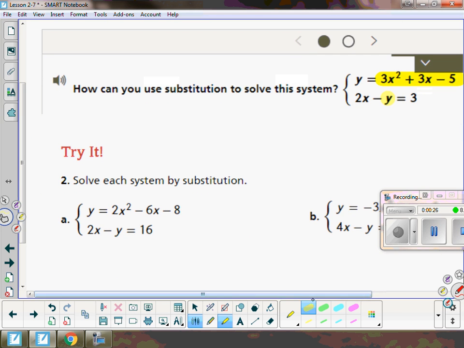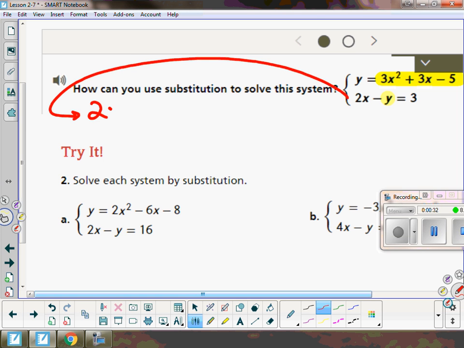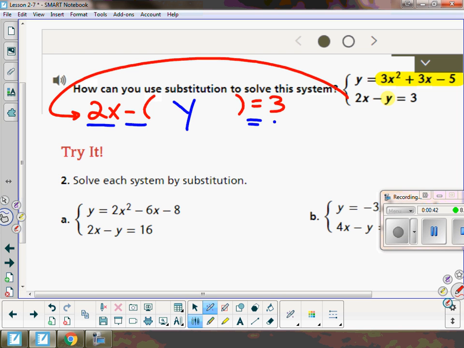Okay. Now, I'm going to start writing the second equation over here. But when I get to the y, I'm going to put a big set of parentheses, equals 3. Does everybody see that this used to say 2x minus y equals 3? Yes? But now that we're replacing y with the highlighted stuff, go ahead and do that. Put 3x squared plus 3x minus 5 in the parentheses.